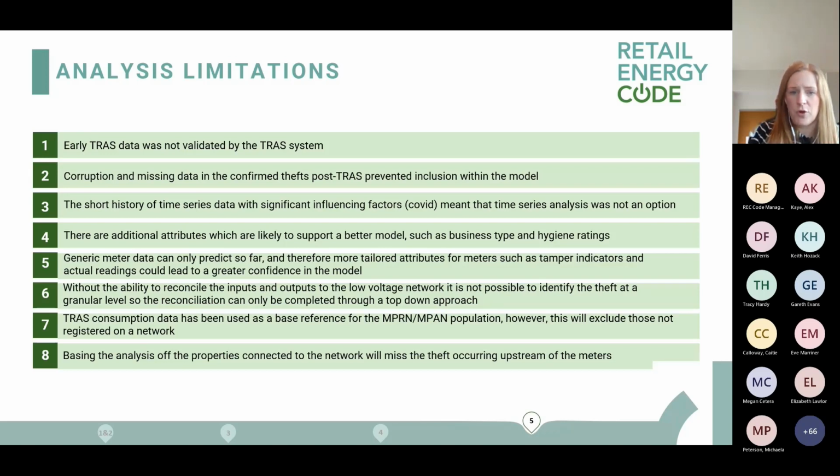It's also worth calling out that the TRAS consumption data, the data supplied from suppliers for all properties, has been used as a base reference for our full population. However, this will exclude those who are not registered on the network. So we know there's a potential gap there for properties that are connected to the network but aren't registered on the network. And basing the analysis on properties connected to the network will miss out any theft that occurs upstream of meters as well.